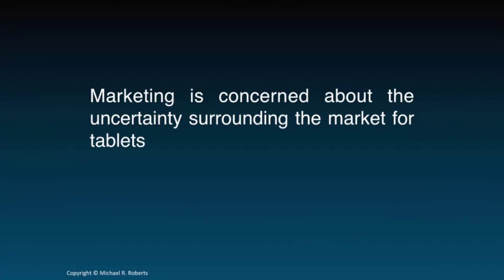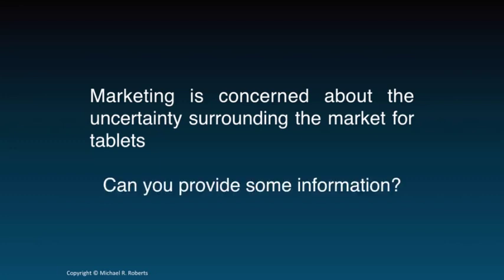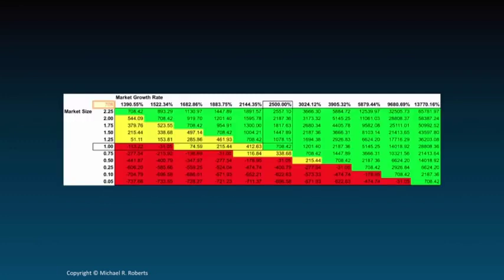Marketing, on the other hand, is concerned about uncertainty surrounding the market for tablets and wants to understand if we can shed any light on that. Can we provide some information? So here's another two-way table. I've got market growth rates here, and I've got market size assumptions here, initial market size.